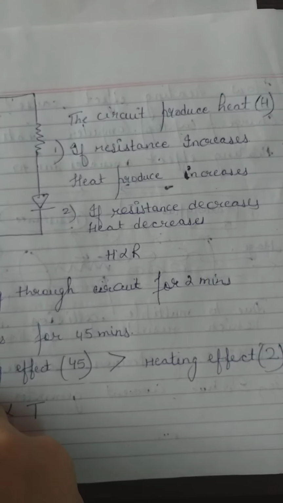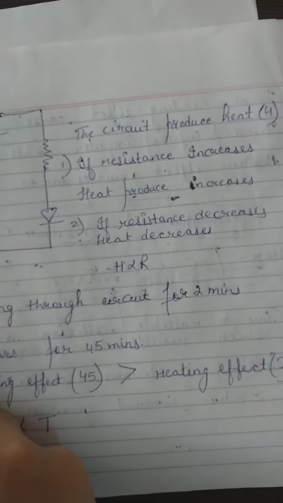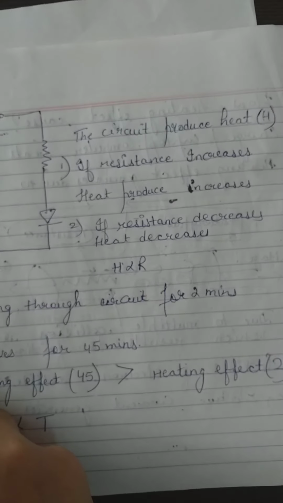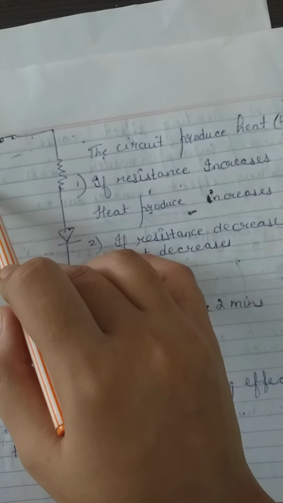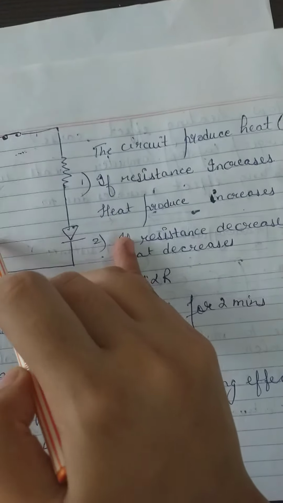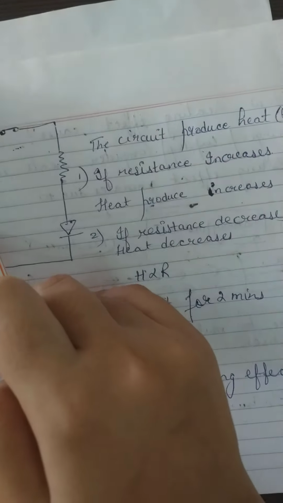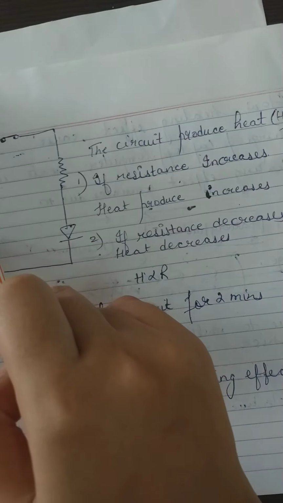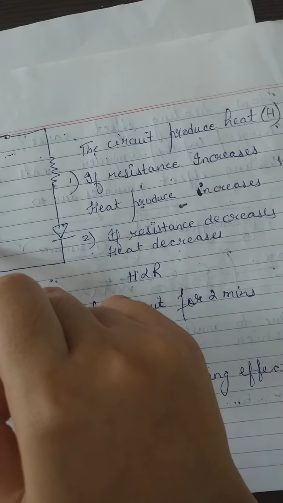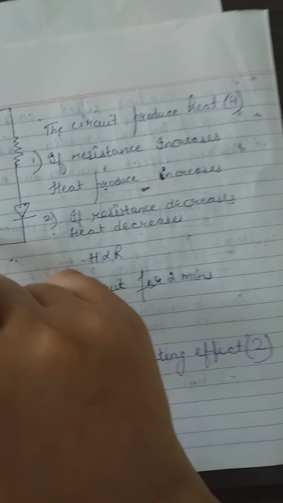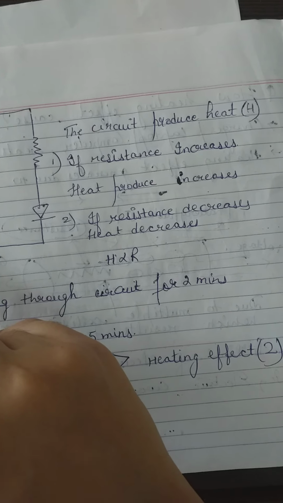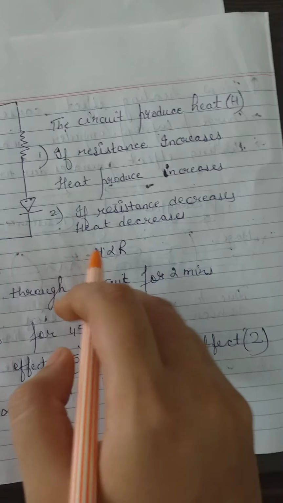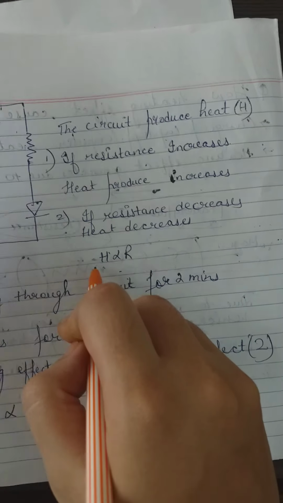According to you, if the resistance is high, then what will happen to the heat? Will it increase or decrease? If resistance is high, it means more and more electrons are opposing the existing electrons, which generates friction, and friction results in heat. So the more the resistance, the more the heat produced. If resistance is less, then heat is less. So heat is directly proportional to resistance.